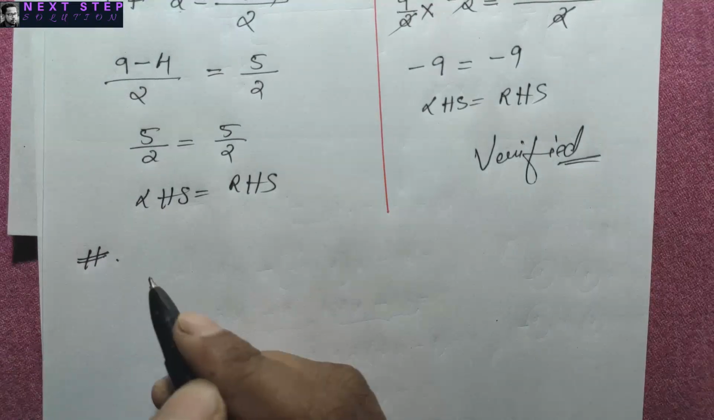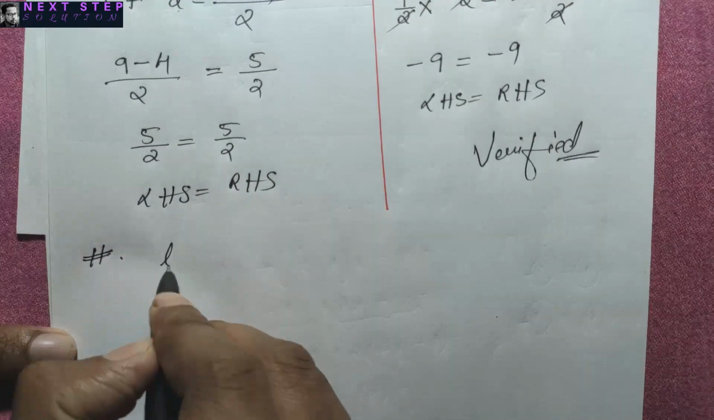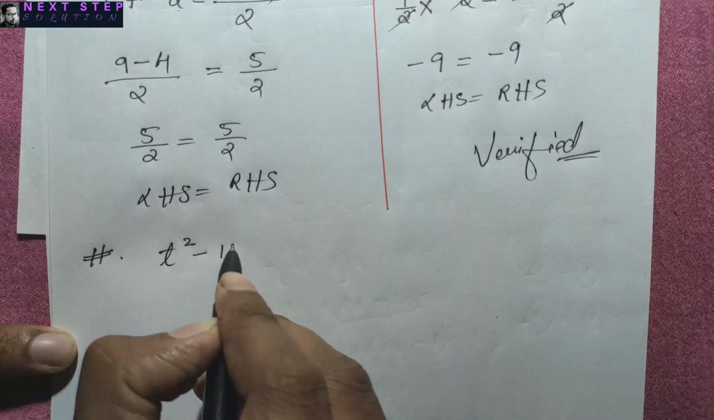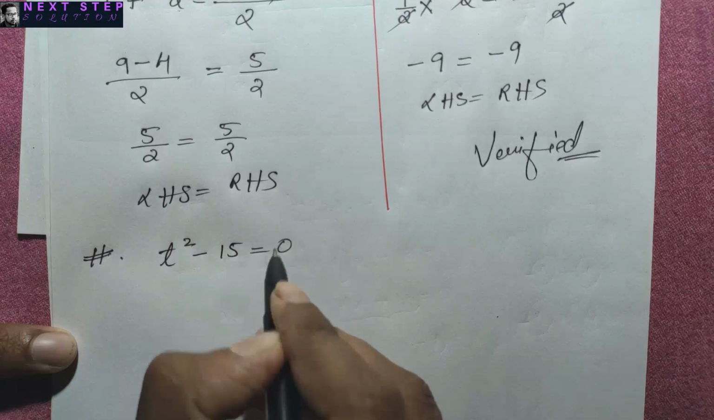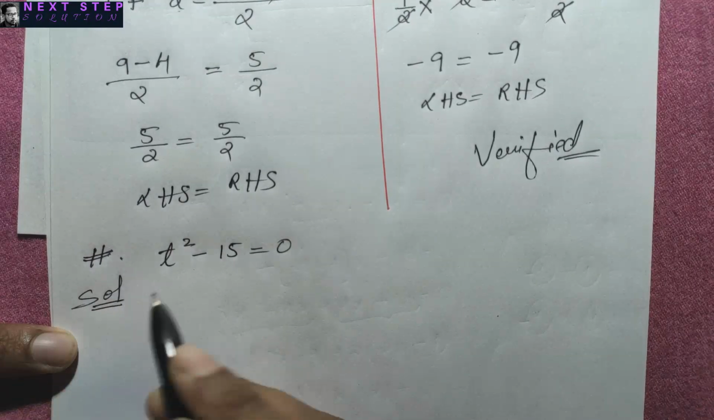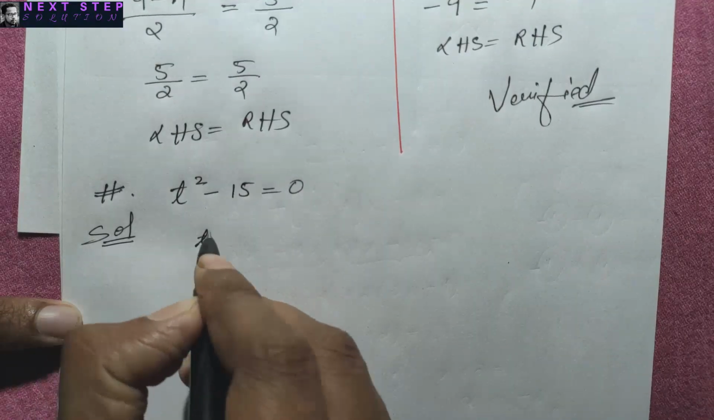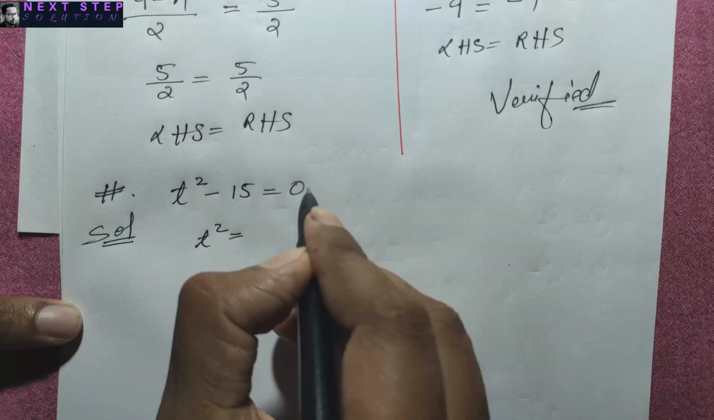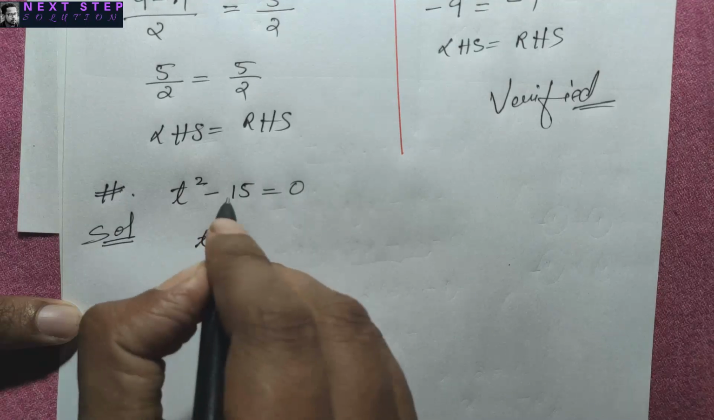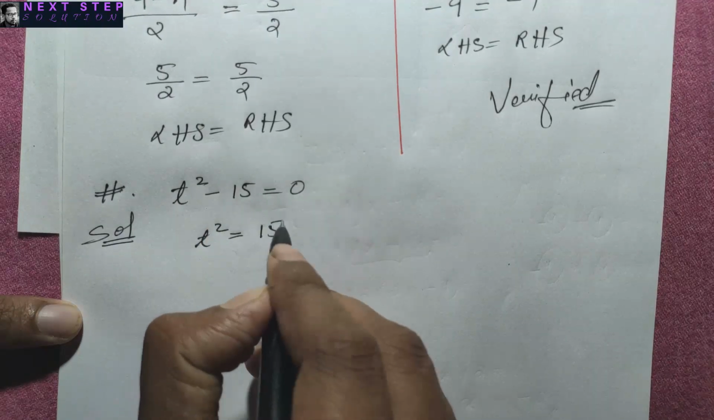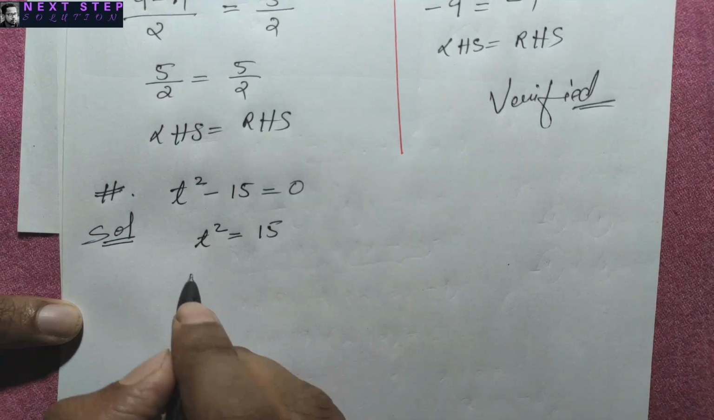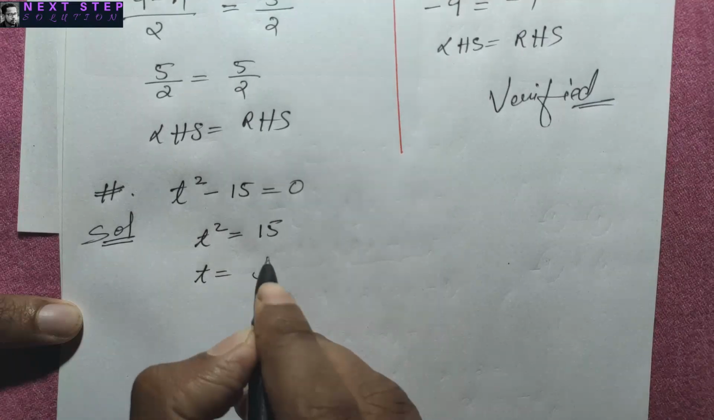Suppose the question is, say t square minus 15 equals to 0. Now first we need to find out the zeros. This is a quadratic polynomial. We can write t square is equal to, this 15 comes this side, becomes negative, becomes positive 15. Now this square, if we send it to the other side, it comes as root over 15.